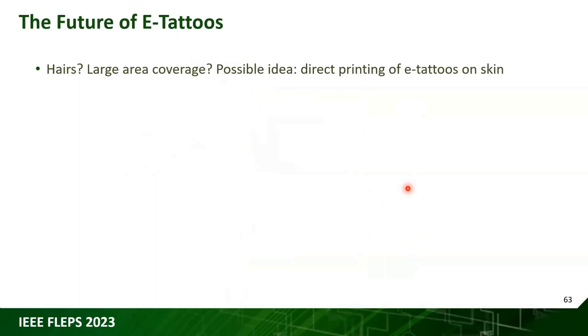So one idea I want to propose is whether we can directly print active materials on the skin. So currently we already have 3D printers. Right? And if we can develop conductive inks that are skin compatible, conductive, and can be directly printed on the curvilinear surface of our skin, and it can dry under room temperature, then we can have e-tattoos that can even wet the hairy zones. Is that right? So that's just an idea I want to throw out there.